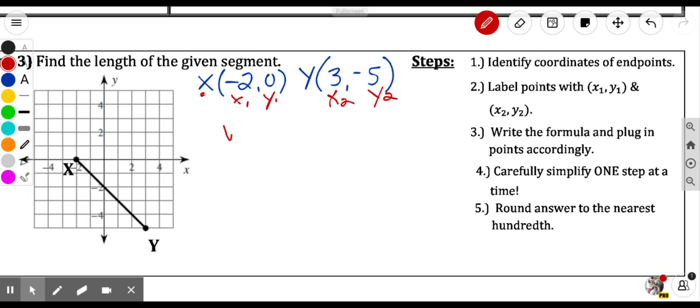I'm going to rewrite the formula right here so we can plug it in right underneath it. I would suggest that you guys do too. That way you just remember it after a while of continuing to write it.